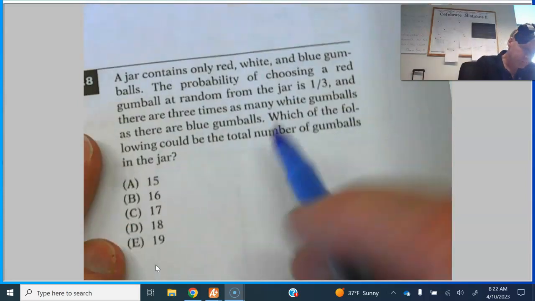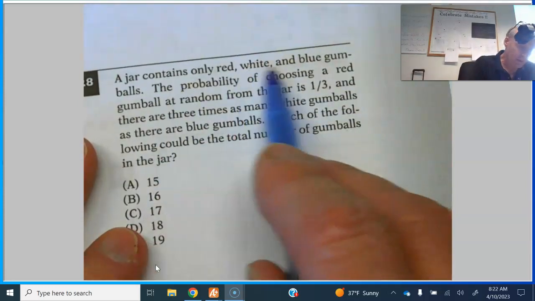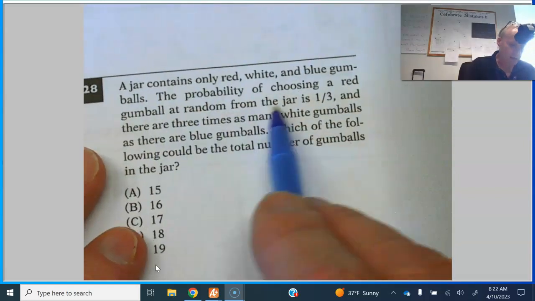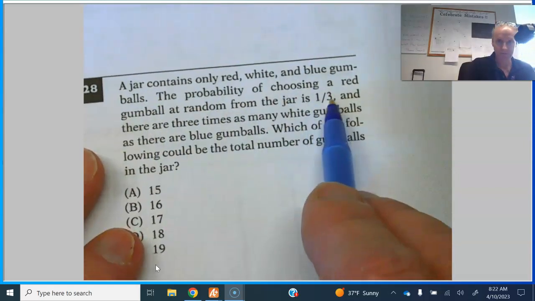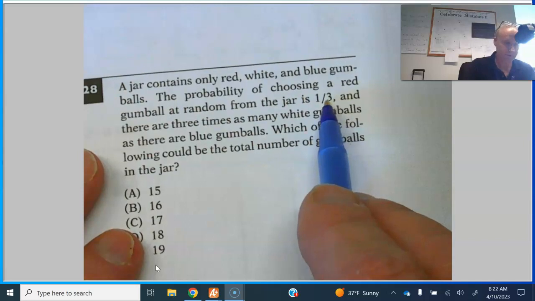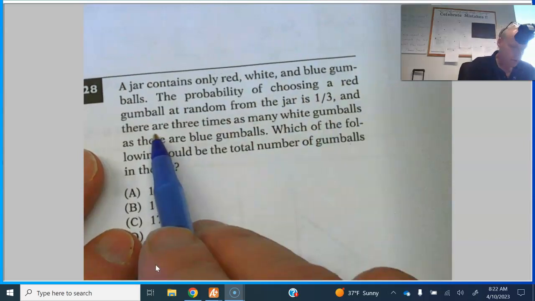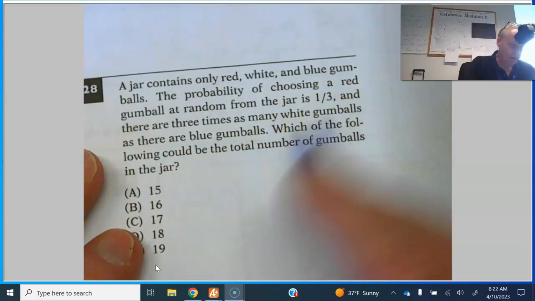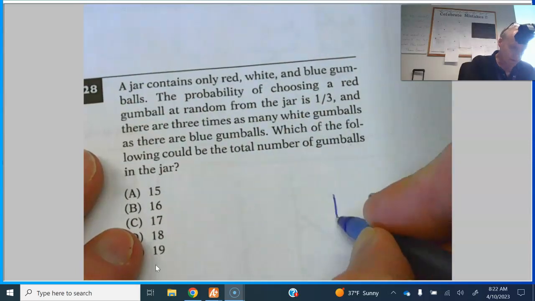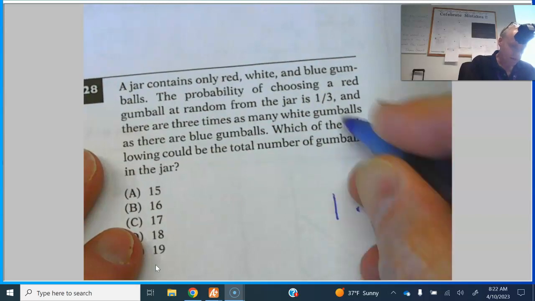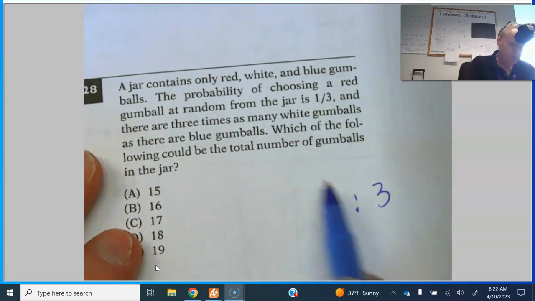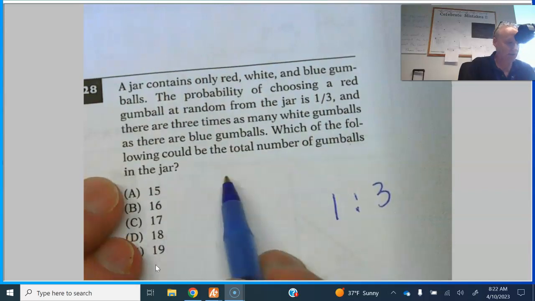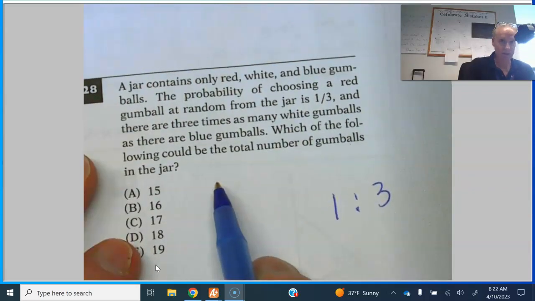All right, last one. A jar contains only red, white, and blue gumballs. The probability of choosing a red at random from the jar is 1/3. So 1/3 of the gumballs are red. There are 3 times as many white as there are blue. So blue is 1 part, white is 3 parts. Which of the following could be the total number of gumballs in the jar? Really tricky kind of question.